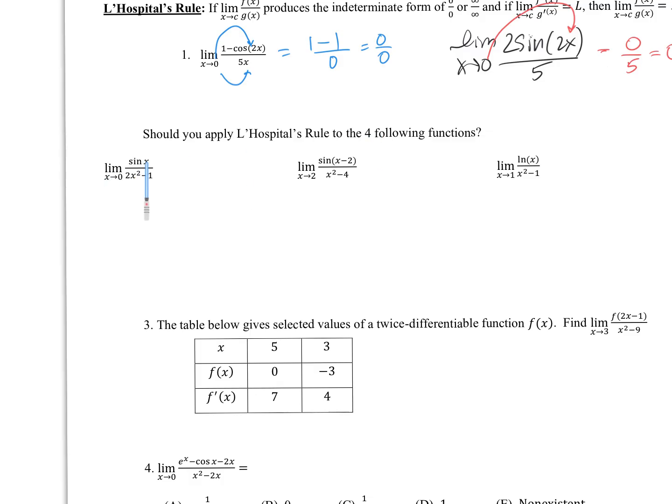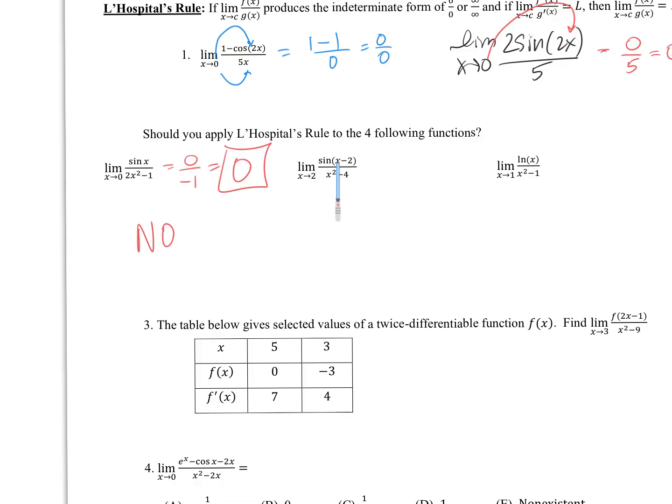What's the sine at 0? 0 over, wouldn't that be 0 over what? Negative 1. What does that equal? 0. So this one is no L'Hopital's. The limit here is actually just 0. We're done. You got a number, and that's all that we're really looking for with limits. So this one's not L'Hopital's. We would have just gotten it by substitution. How about this one?